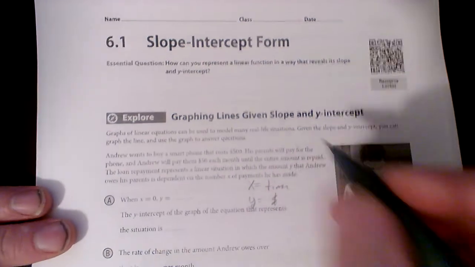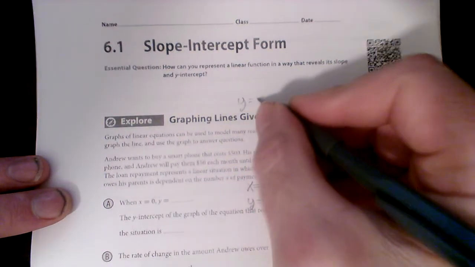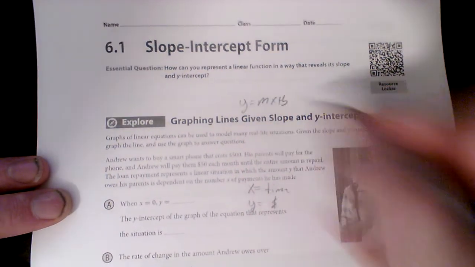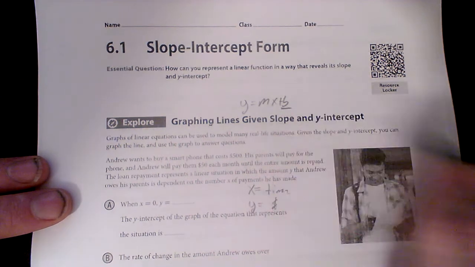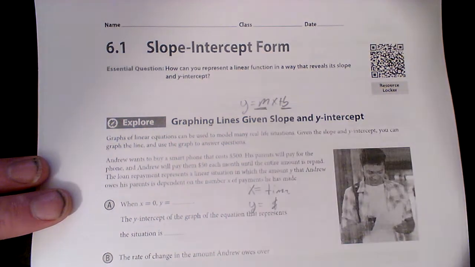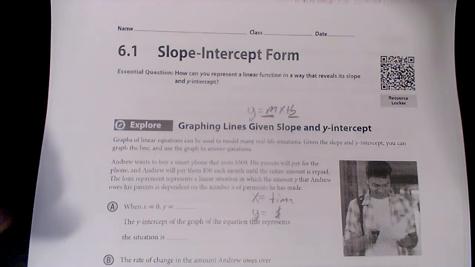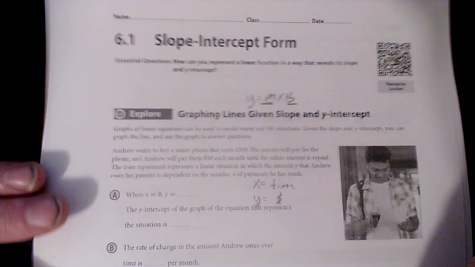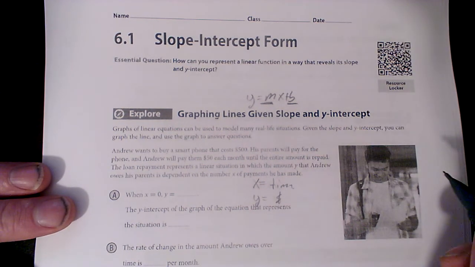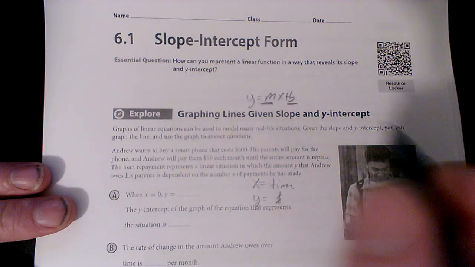Alright, we're going to start looking at the slope-intercept form. I'm going to write it here. Y equals mx plus b. We're going to be talking about how b and m, your slope, are very important. One of the things you're going to graph the most. So we're going to take this story and graph a real-life situation.